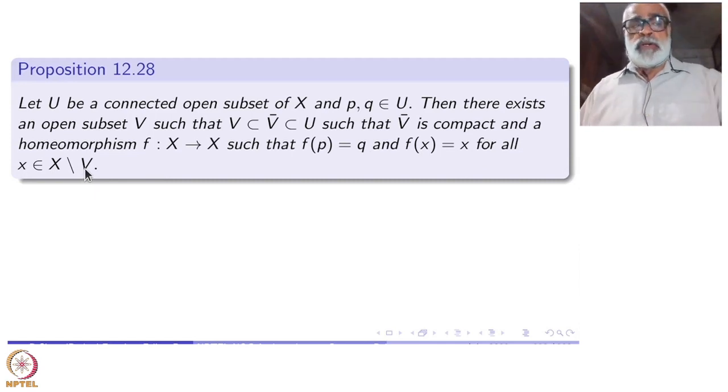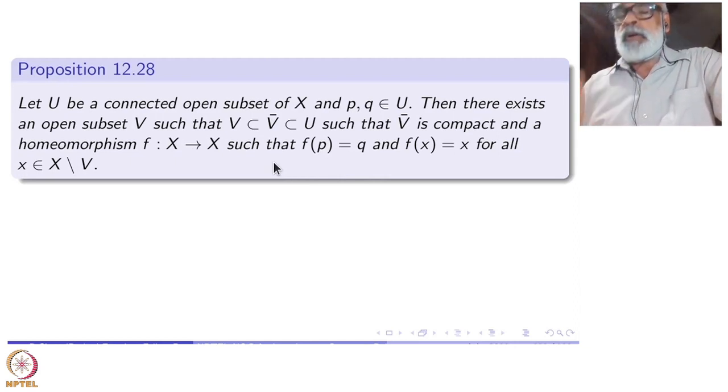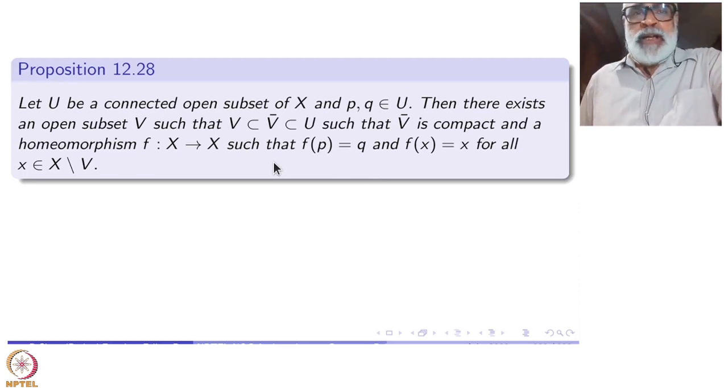You see, so many things are now combined together. Two points are taken in the manifold inside a connected open subset. They will be mapped one to the other by a homeomorphism which is identity outside a smaller open subset. And this smaller open subset of course contains both p and q and you can assume that it is compact. Such homeomorphisms are called homeomorphisms with compact support. Support means what here? Points wherein f of x is not equal to x, and then its closure. So that is compact. Outside that compact subset, the map is identity.